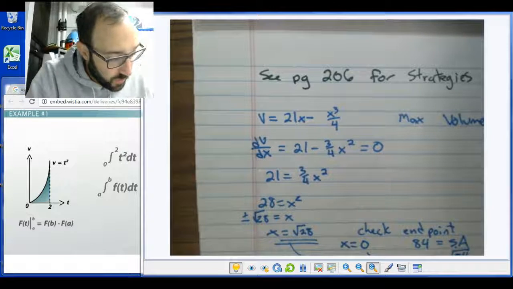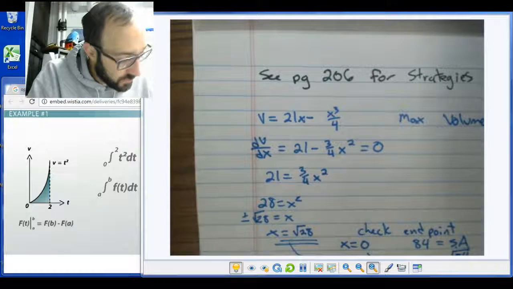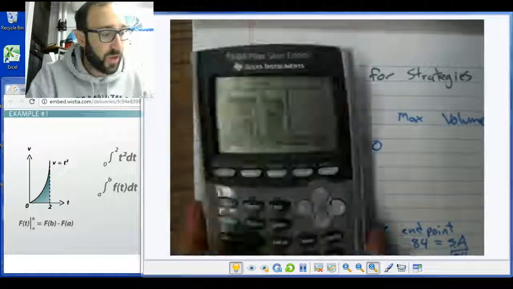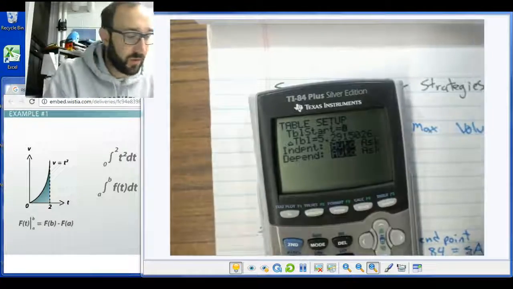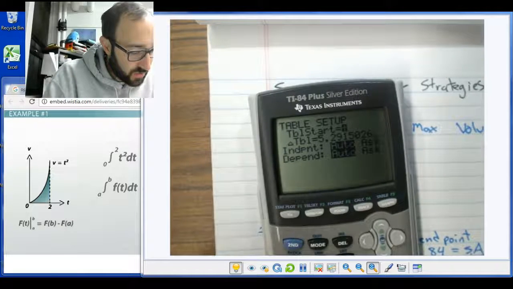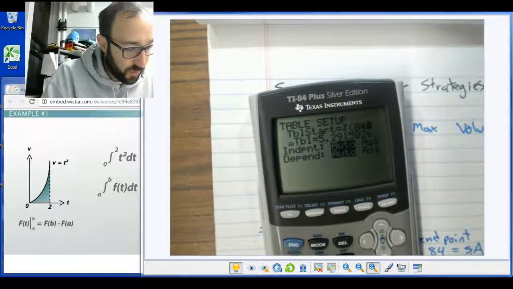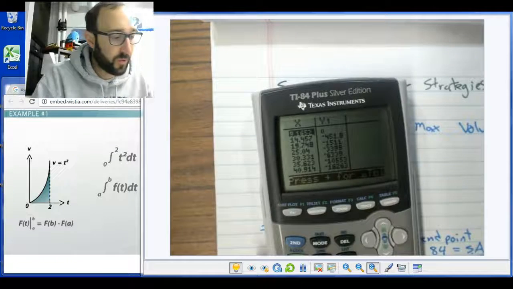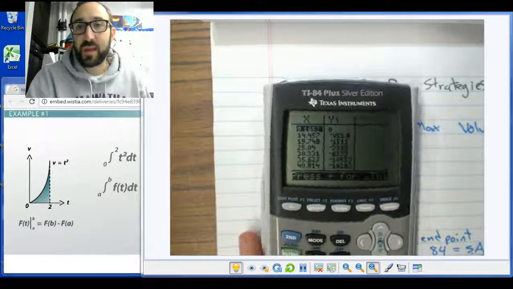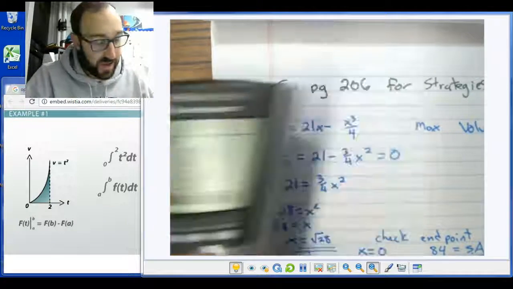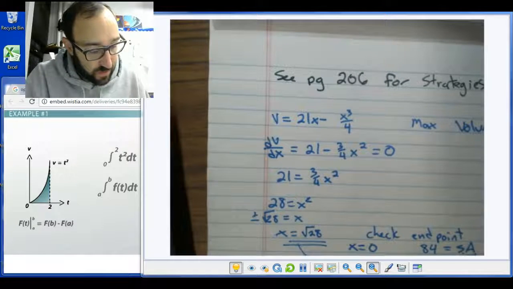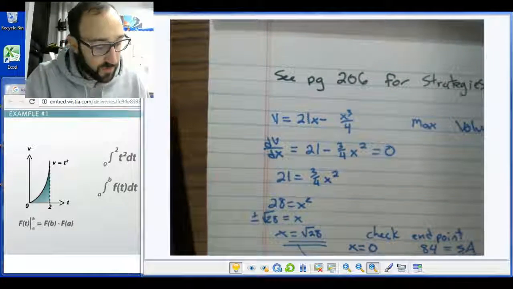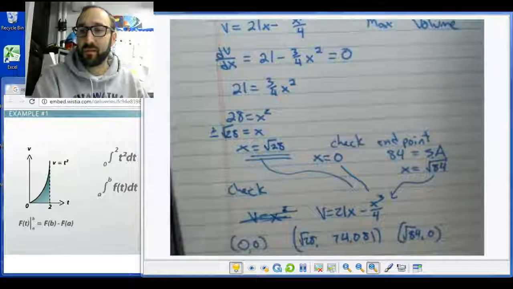So the square root of 28 and 74.081 is another point. And then I'm just going to go back to my table and say, let's just start at the square root of 84. I'm letting the calculator do the work for me. And the square root of 84, oh, look at that. It's 0. That's a good thing because that means I did this right. Square root of 84, comma 0. So, oh, there we go. You couldn't see all that.